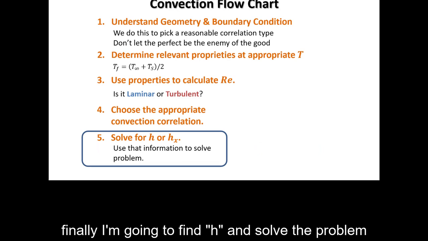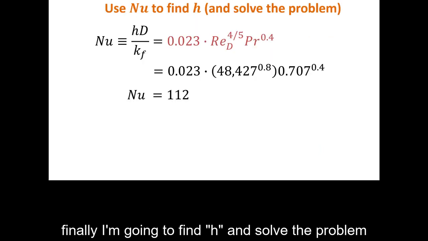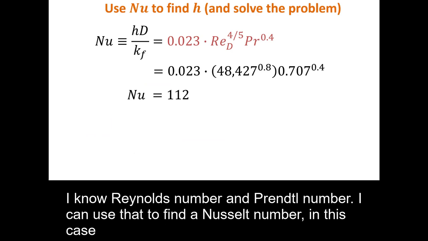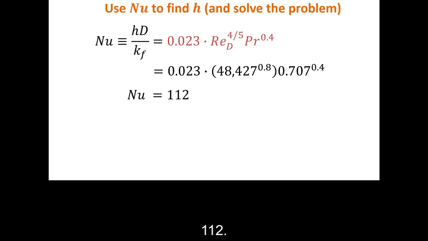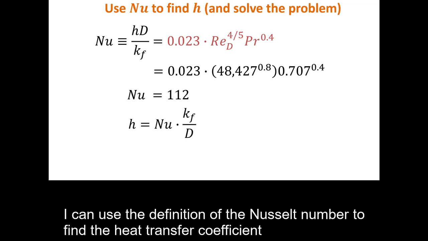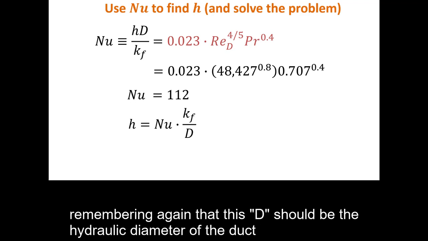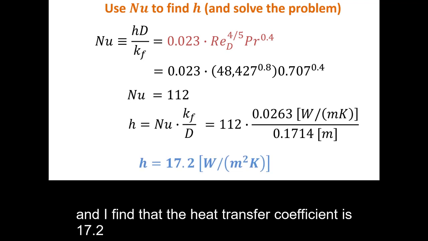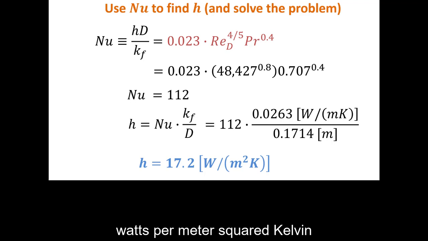Finally, I'm going to find h and solve the problem. So I have my Nusselt number correlation. I know Reynolds number and Prandtl number, and I can use that to find a Nusselt number, in this case, 112. I can use the definition of the Nusselt number to find the heat transfer coefficient, remembering again that this D should be the hydraulic diameter of the duct. Again, I put numbers into my calculator and I find that the heat transfer coefficient is 17.2 watts per meter squared Kelvin.